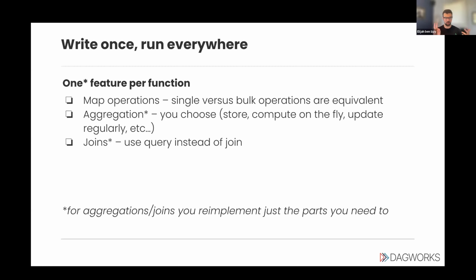So I should have probably had an asterisk by write once, run everywhere, but I think this really is a good way to do it because it allows flexibility and power for the more complicated operations, and everything else, you can run the same stuff.